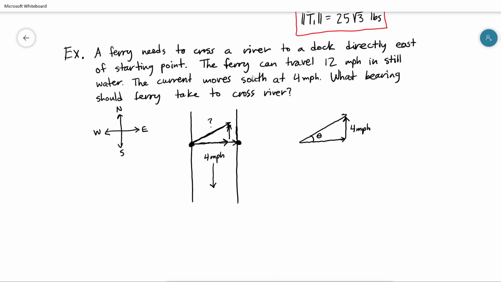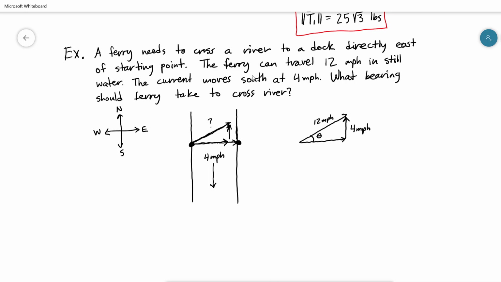We also know that it's capable of going 12 miles per hour in whatever this direction is that it winds up going. So this is what I want to figure out, is basically what is that angle theta? What direction should this thing be going? Hopefully these numbers are clear.